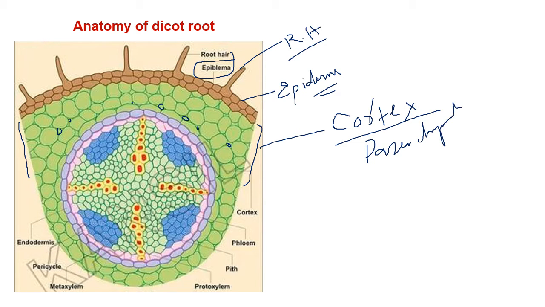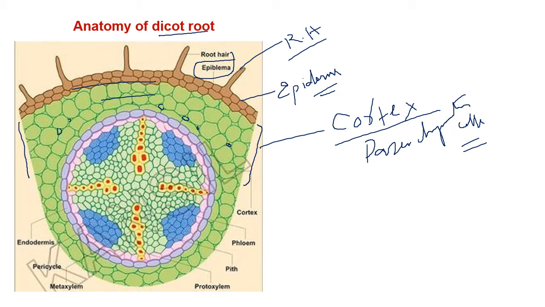So you have the epidermis and then you have the cortex. So these are the first two. Epidermis is the outer, and inner to the epidermis is the cortex, and cortex is entirely made up of parenchymatous cells in case of dicot root.